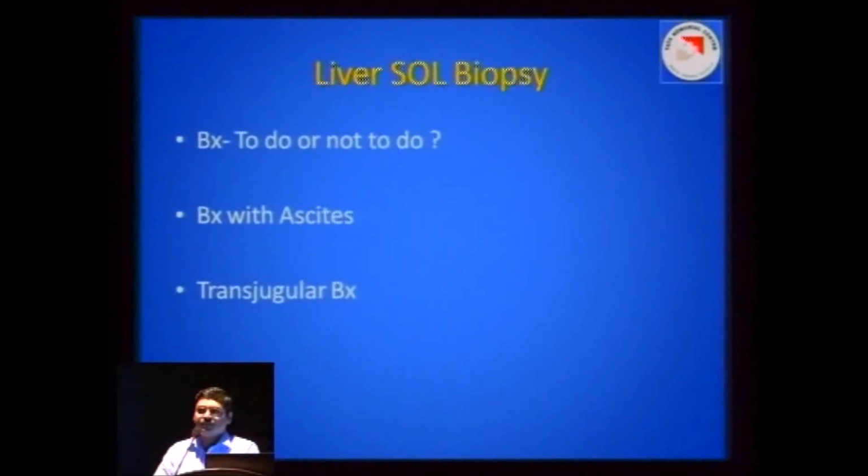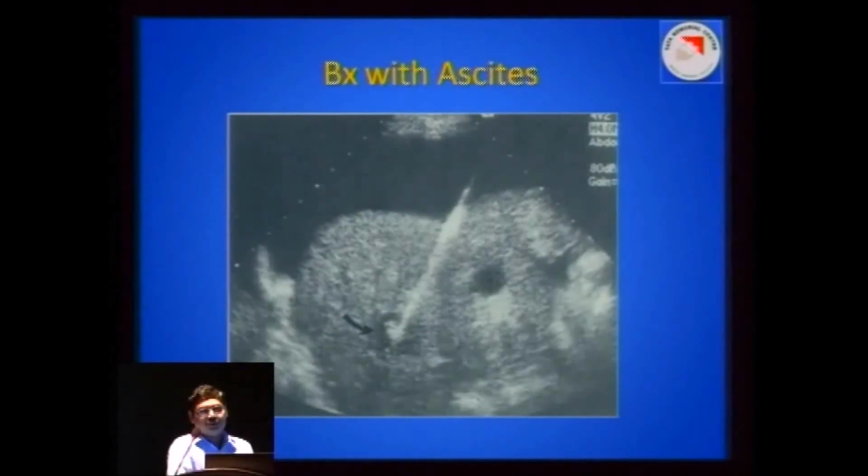There is one more interesting procedure which helps us in situations where the coagulation profile is deranged, and that is transjugular liver biopsy. So these are the procedures which we should know, because we may get calls for patients with high-risk ascites or coagulation where we need to do the biopsy.